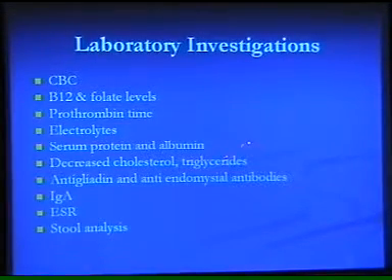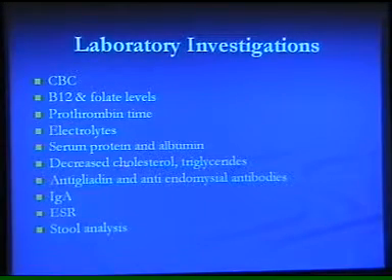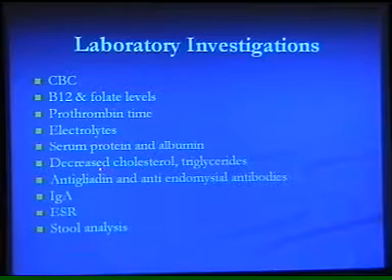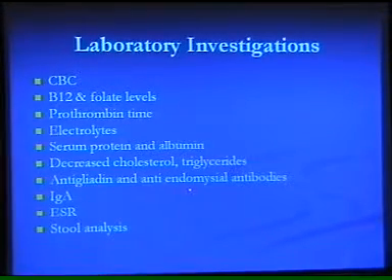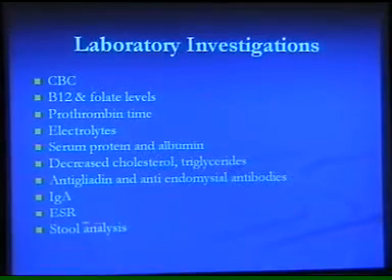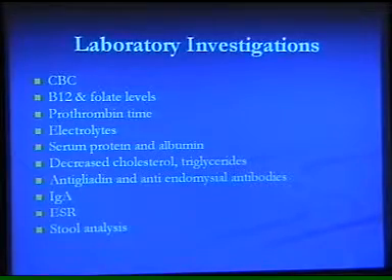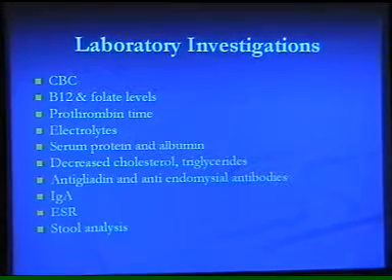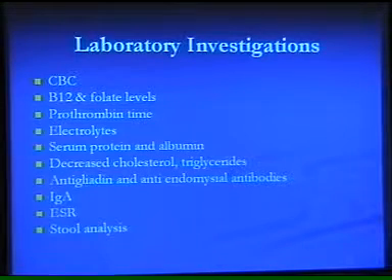Serum protein and albumin are low due to protein malnutrition, and because of malnutrition, the cholesterol and triglyceride are also low. Anti-gliadin and endomysial antibodies are usually used to diagnose celiac disease. And you can also do stool analysis to see if it contains undigested food particles, protein fibers, fat globules, and also to check for protozoa like cysts of Giardia lamblia.